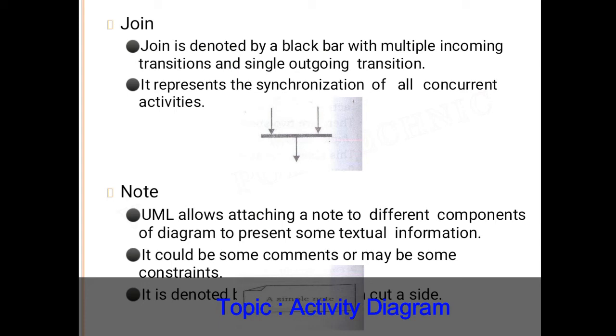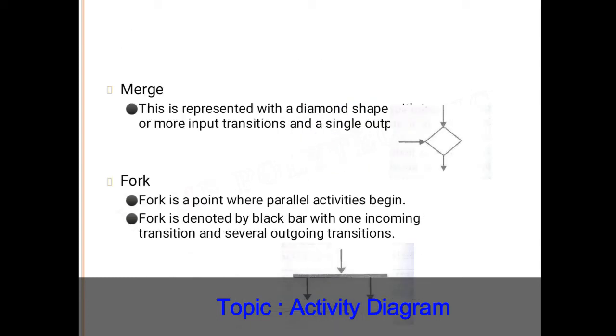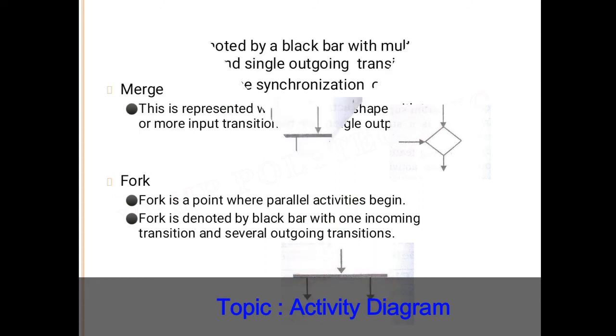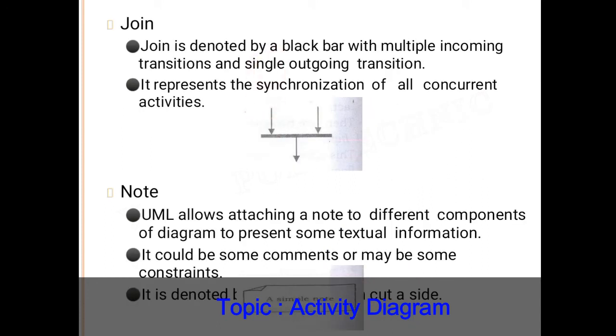So here, multiple incoming, see, these two arrow lines denote multiple incoming with a black bar and a single outgoing. This arrow denotes our single outgoing transition. So in fork there is only a single incoming and several outgoing, and in join there are multiple incoming and a single outgoing.